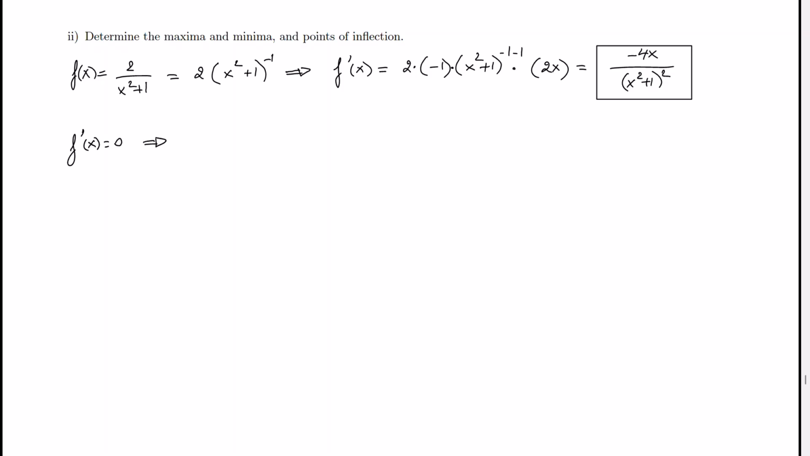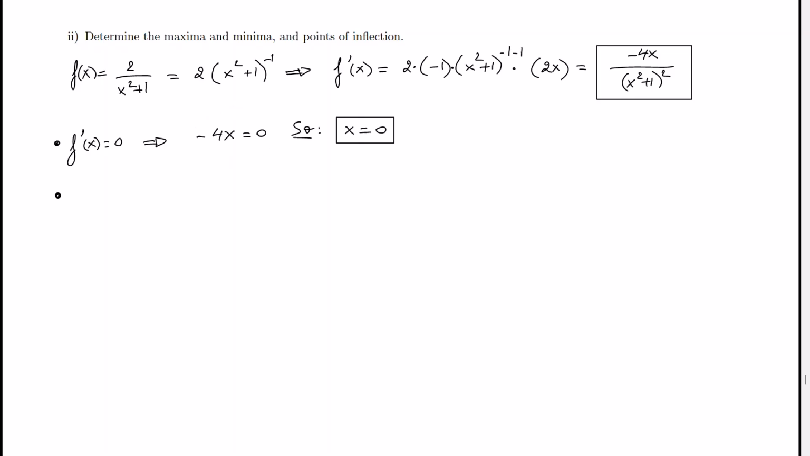So what makes it equal to 0? My first derivative is a fraction. For a fraction to be equal to 0, I need the numerator of the fraction to be itself equal to 0. So I need negative 4x to be equal to 0. So that means I need x itself to be 0. Because if I divide by negative 4 on both sides, 0 divided by negative 4 will still be 0. So x is equal to 0. So this is the first part.